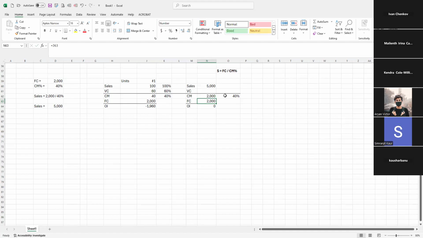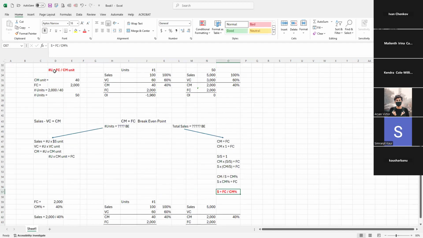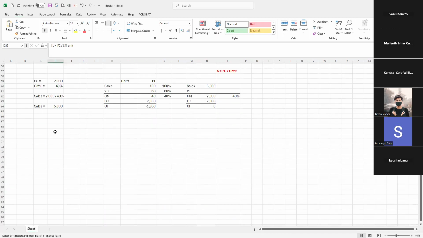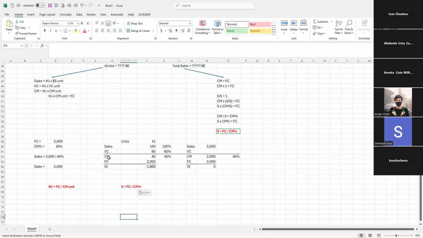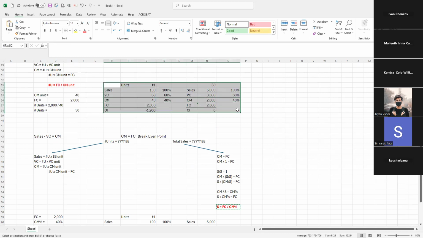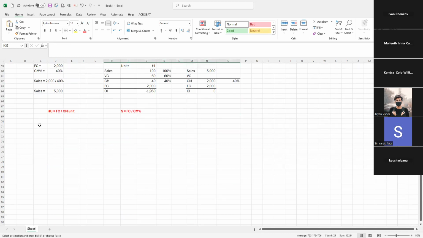Make sense? So obviously this formula also works. So we have now two formulas. One is for the number of units, and the other one will be for sales. That's to get to the break even. Obviously, not generating income, that's boring, right?